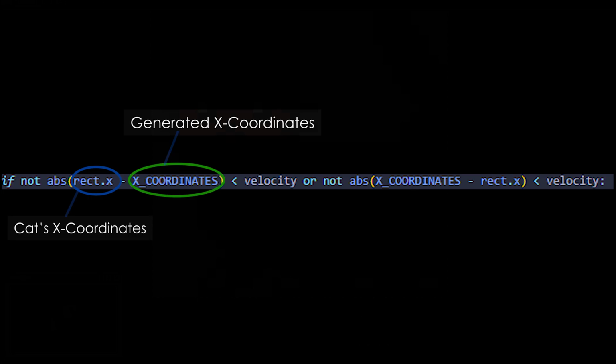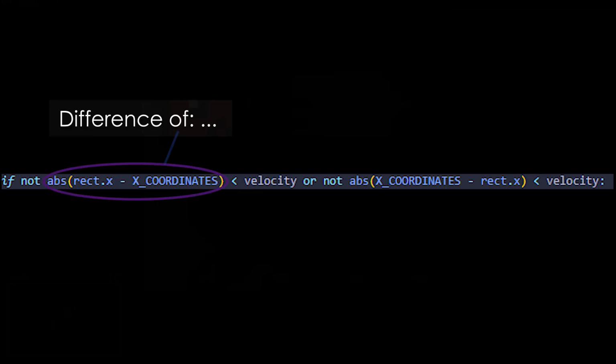There are also y coordinates, but that doesn't matter right now. First I want to know the difference between the coordinates of the cat and the generated coordinates. Why do I need to know this? To know how many steps the cat should take.